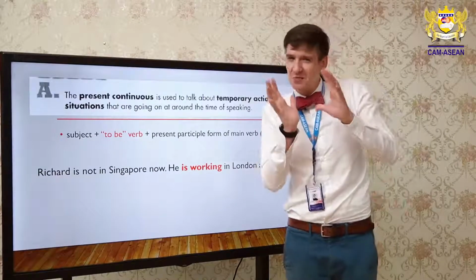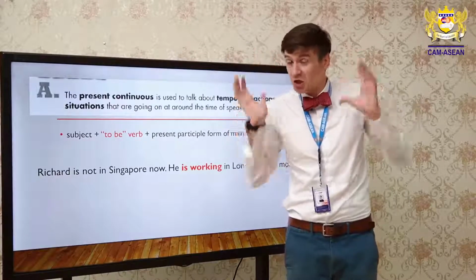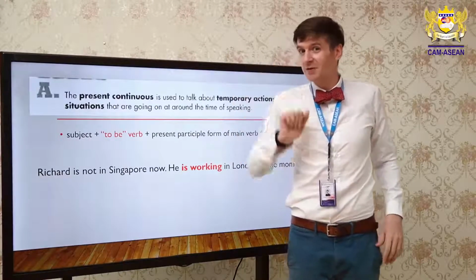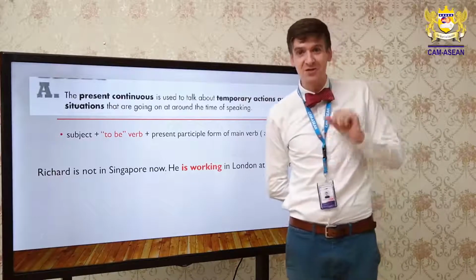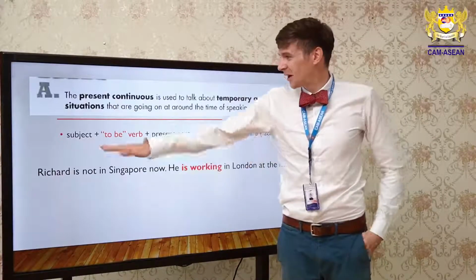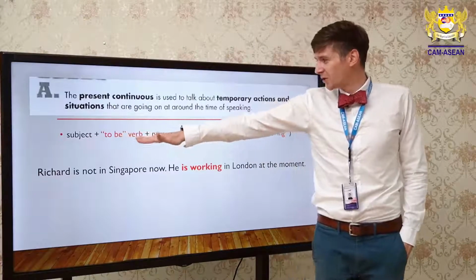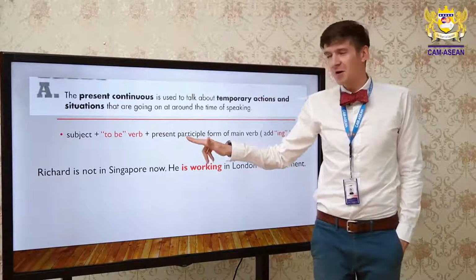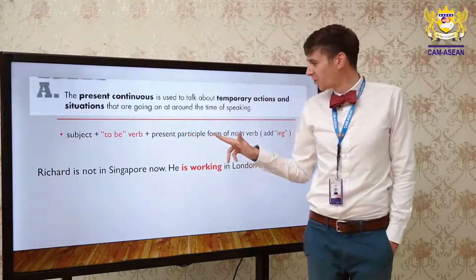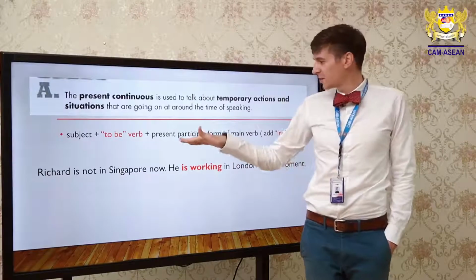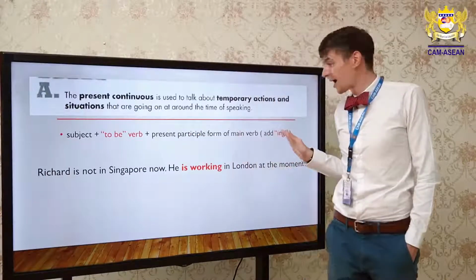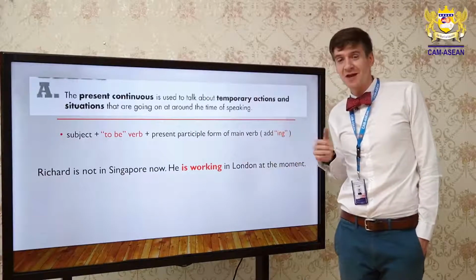So, I think we know what present continuous looks like. That main verb has an ing. That's the signal. We have a subject, we have a to be verb, and we have a present participle form of the main verb. Present participle, remember, you just add ing.